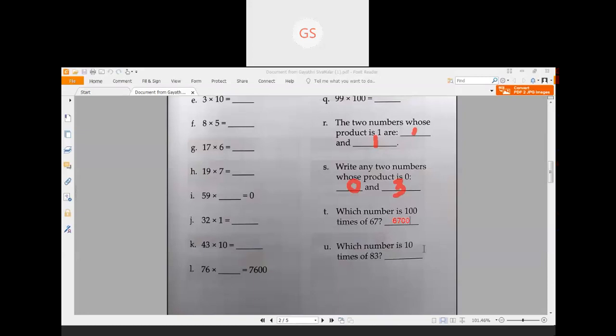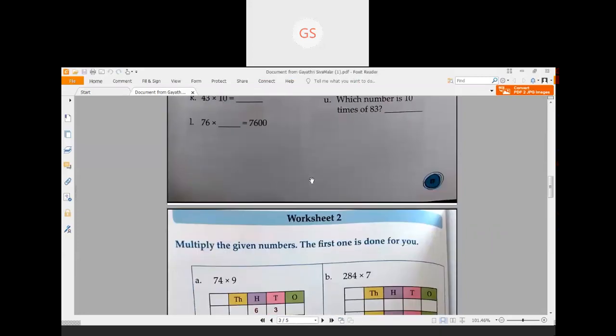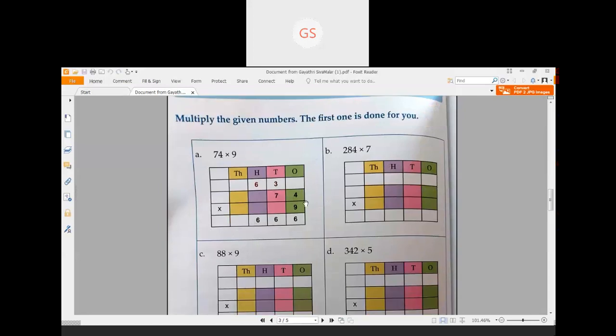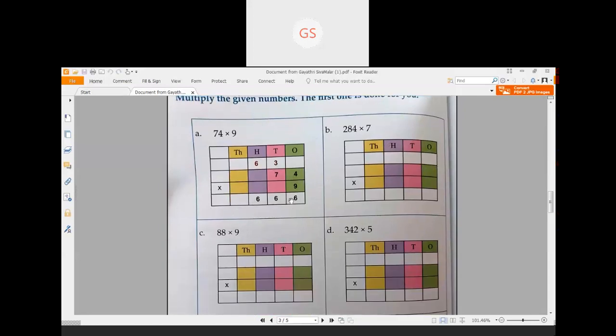Which number is 10 times of 83? Yes, Guru Prasad. Again, Guru Prasad. Yes, 8, 3, and you have to add 1 zero. Right? Have you all completed? Yes. Let's move to the next page. Yes, 830. See the next page, and this is your favorite page. It is already given there, isn't it, children?